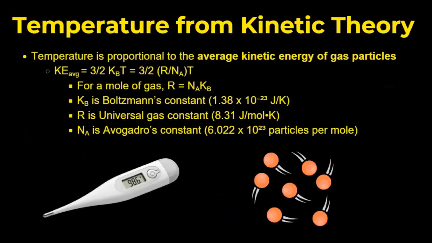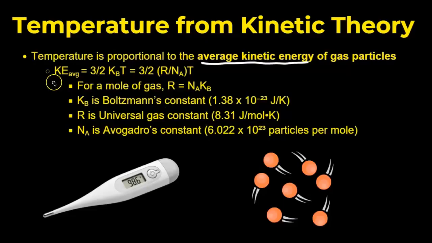The kinetic theory helps us to understand temperature from a molecular standpoint. It states that the temperature is proportional to the average kinetic energy of gas particles. We can write this equation in two ways, depending on whether you're using Kb for Boltzmann's constant or you want to write it in terms of R, the universal gas constant.